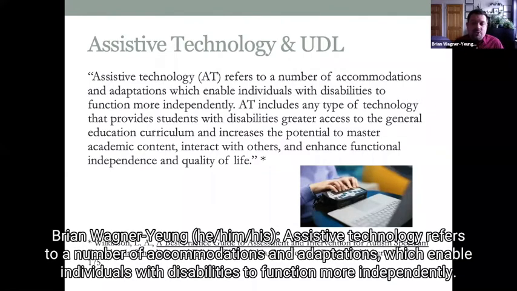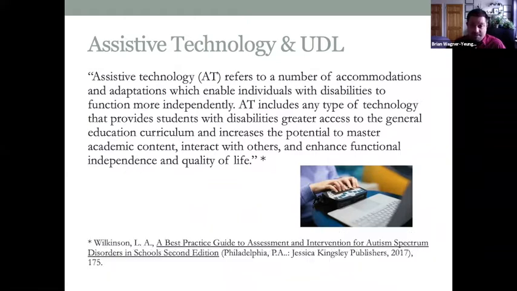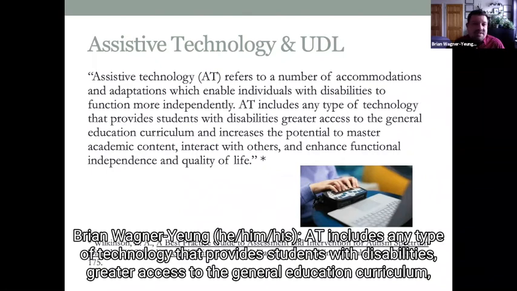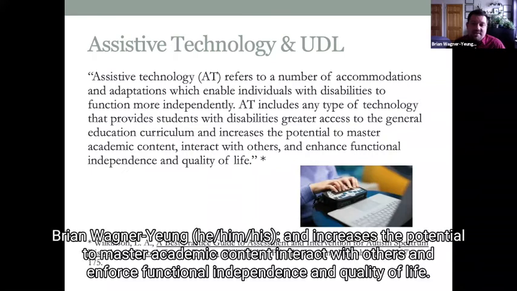Another area is incorporating assistive technology and universal design for learning, AT or UDL. Assistive technology refers to a number of accommodations and adaptations which enable individuals with disabilities to function more independently. AT includes any type of technology that provides students with disabilities greater access to the general education curriculum and increases the potential to master academic content, interact with others, and enhance functional independence and quality of life.